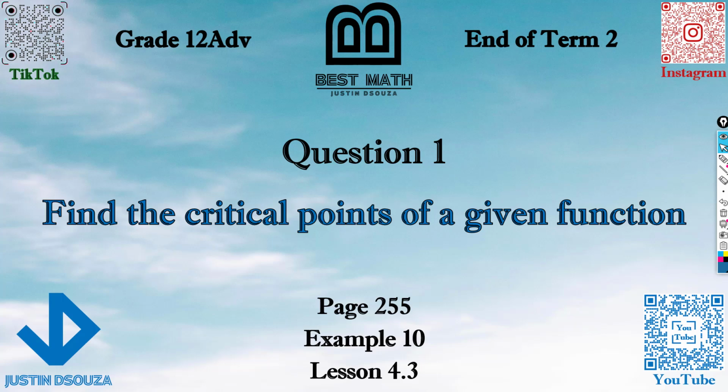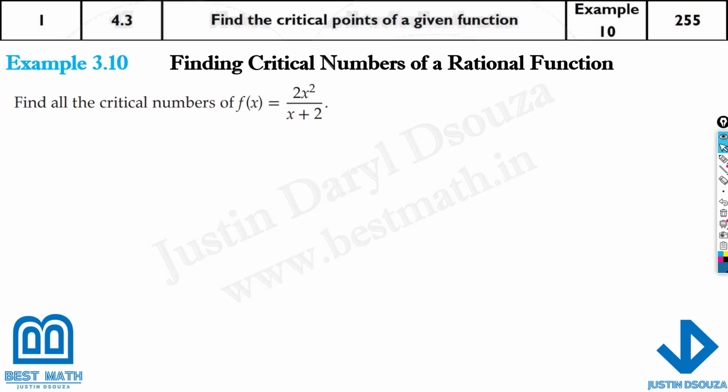We begin with the first question in the electronic part. It is to find the critical points of a given function from lesson 4.3 example 10. It is a simple problem, and since it's an electronic part, we can use our calculators to directly find the answers. You can see there is a fraction, there is a numerator and a denominator. This is a rational function.